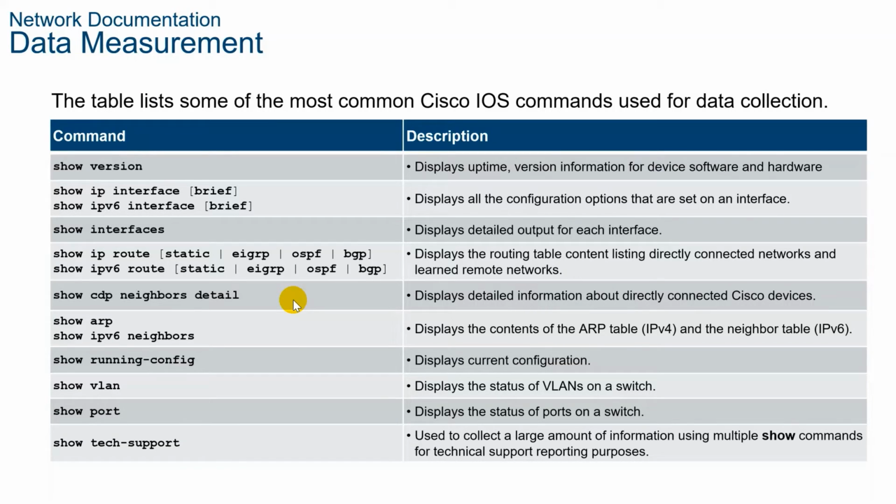Okay, so let's talk about data measurement. When documenting the network, it is necessary to gather information directly from the routers and switches. Obvious useful network documentation commands include ping, traceroute, and telnet, as well as all the show commands on the routers and switches. The table here lists some of the most common Cisco IOS commands used for data collection.